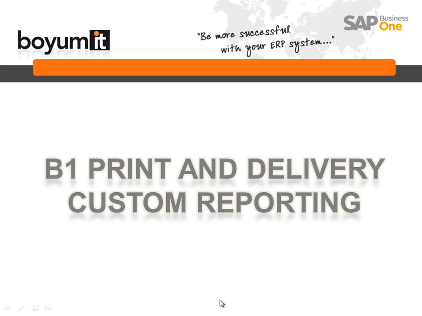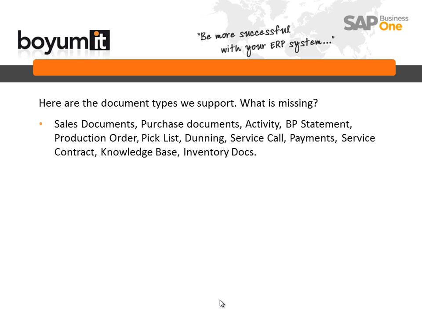Moving on to one of the most popular modules in Usability Package right now, which is the B1 Print and Delivery. And B1 Print and Delivery will get a new, very exciting feature called custom reporting. So in order to explain this, we need to answer a few questions. So right now, with all the different documents we support, sales and purchase documents, which documents are we missing? Are we missing any specific documents, or well, what is missing? What could people want to print out and deliver with emails?